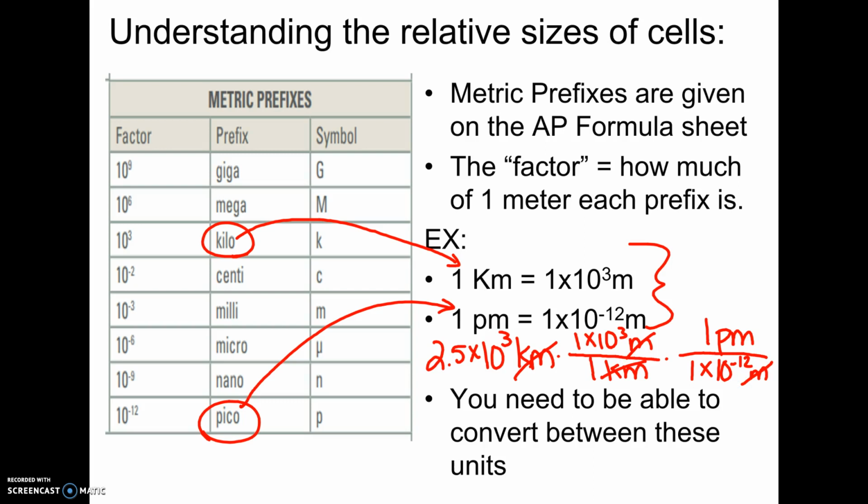And then how would I actually solve this? I would plug this into my calculator, 2.5 times 10 to the 3rd times 1 times 10 to the 3rd. And then take your answer and divide it by 1 times 10 to the negative 12th. So 2.5 times 10 to the 3rd times 1 times 10 to the 3rd divided by 1 times 10 to the negative 12th, and you would get your answer.